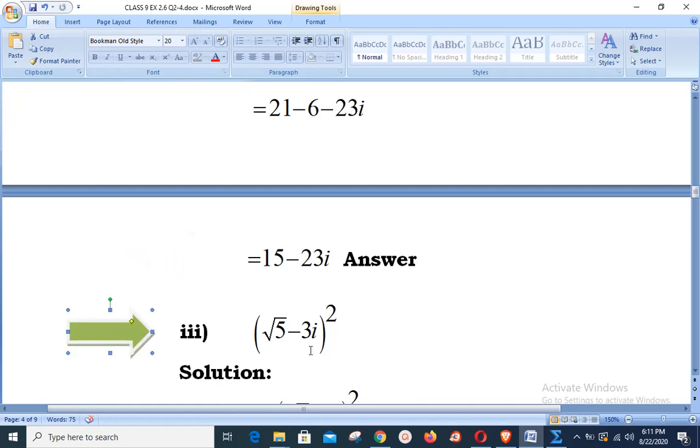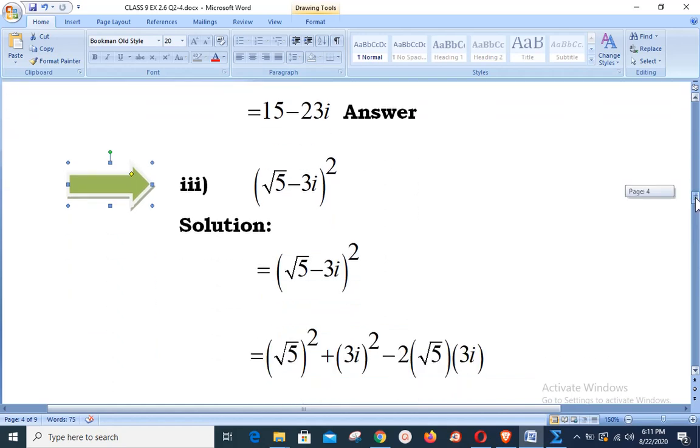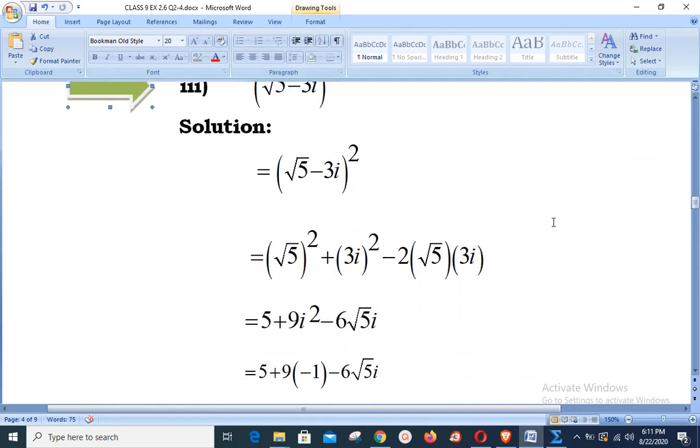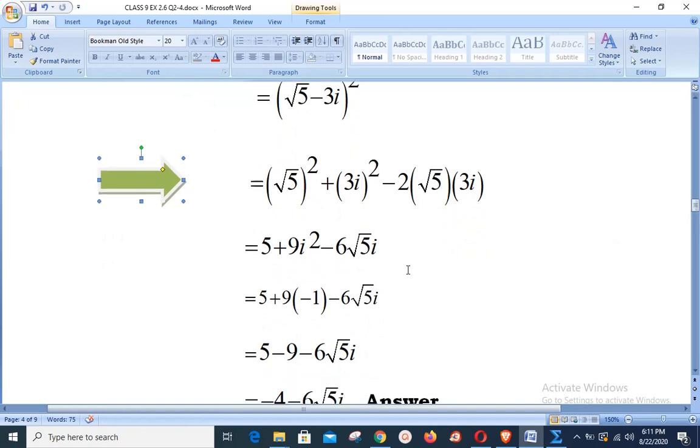The value is root 5 minus 3 iota whole power 2. It is of the form a minus b whole square. Starting our solution, writing the first step same as question. In the very next step, applying a square plus b square minus 2 into a into b, we have square root 5 whole square plus 3 iota whole square minus 2 into square root 5 into 3 iota.